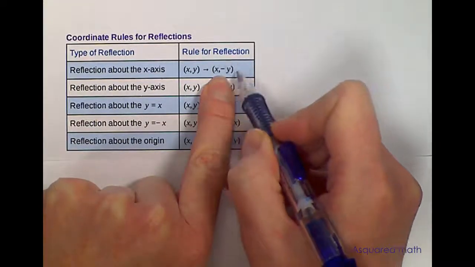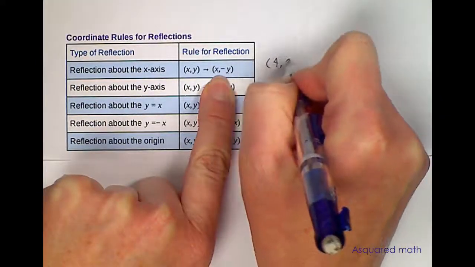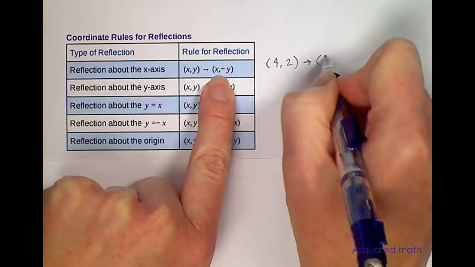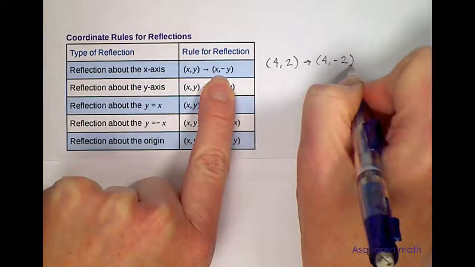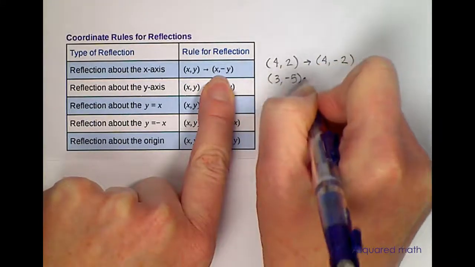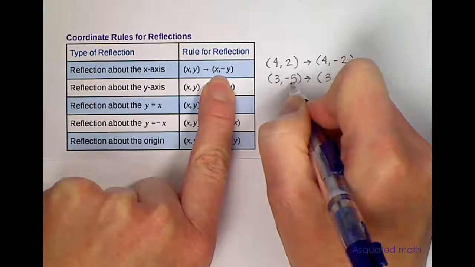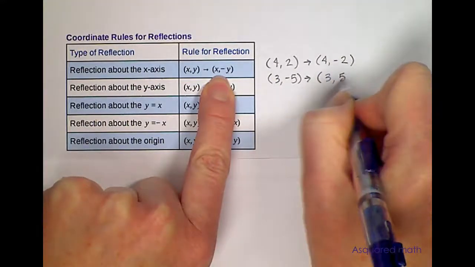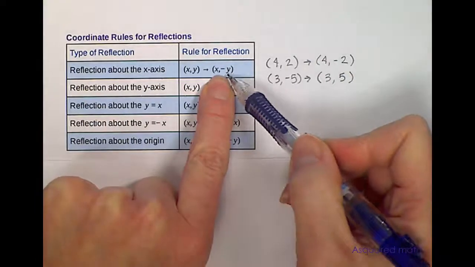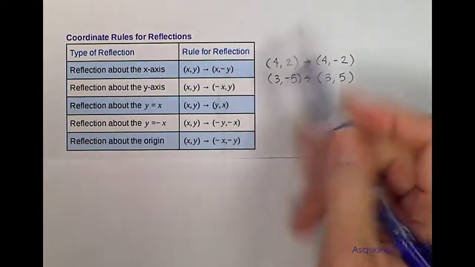So if we originally had a positive value, say 4, 2, our reflected point would then be 4, negative 2. But if we started with something like 3, negative 5, then our reflected point would be 3, take the opposite sign of negative, which is positive, so it would be 3, positive 5. So be careful with those negatives. It doesn't mean that you have a negative in the coordinate point itself. You're just working with the opposite sign.